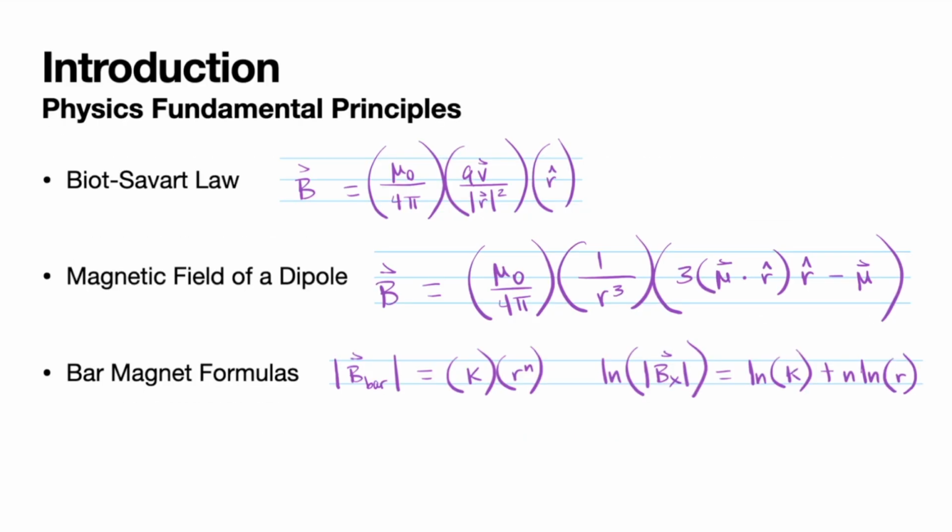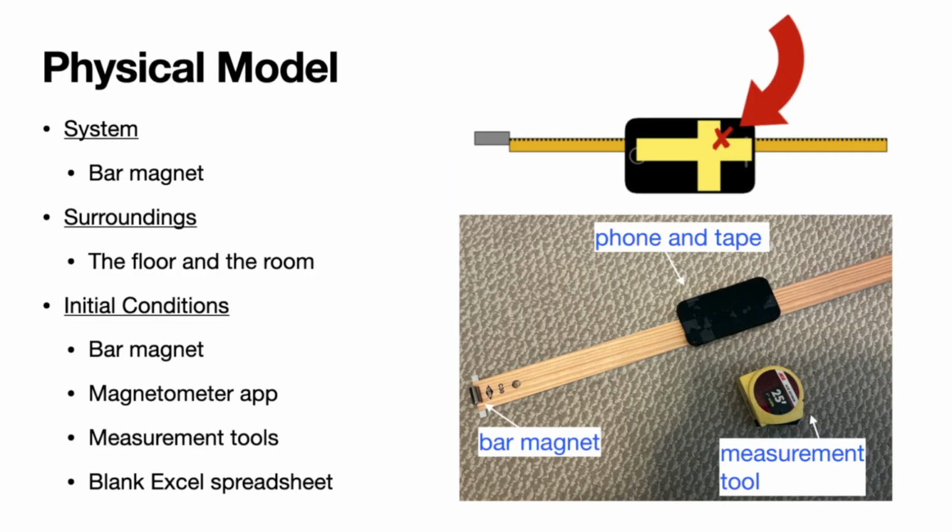Fundamental physics principles: the Biot-Savart law, the magnetic field of a dipole formula, and the relevant bar magnet formulas for those calculations. And you'll see in a second how those were manipulated to get us to where we need to be. For the physical model, the system is the bar magnet. The surroundings are the floor and the room. The initial conditions are the bar magnet, the magnetometer app, the measurement tools, and the blank Excel spreadsheet.